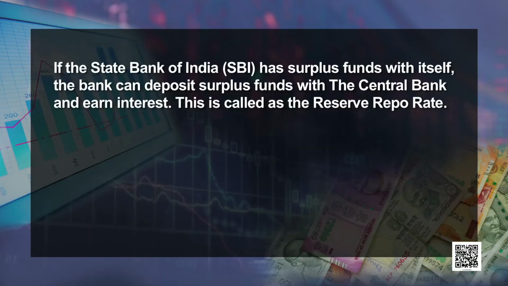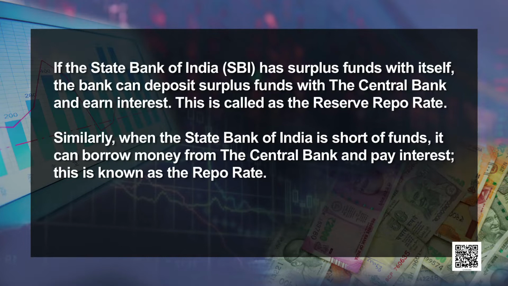Similarly, because RBI acts as a banker to commercial banks, they can also deposit money and borrow money. That is, if State Bank of India has surplus funds with itself, it can deposit those surplus funds with the central bank and earn interest. This interest is known as the reverse repo rate. Similarly, when State Bank of India is short of funds, it can borrow money from the central bank and pay interest known as the repo rate. Both of these interest rates are for the short term.